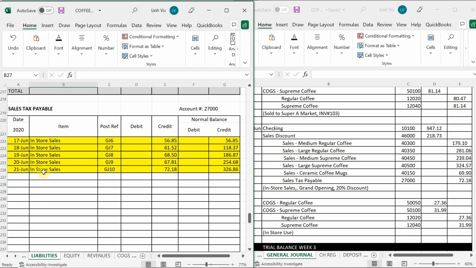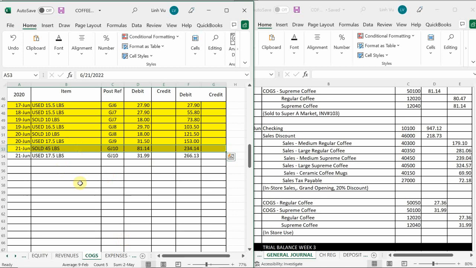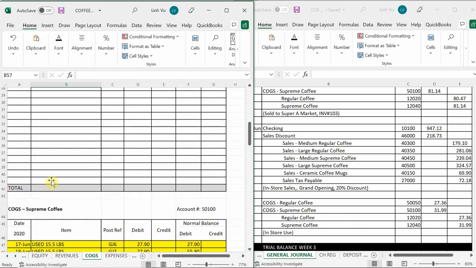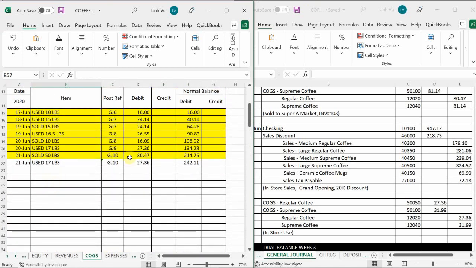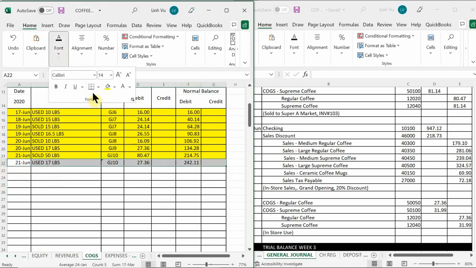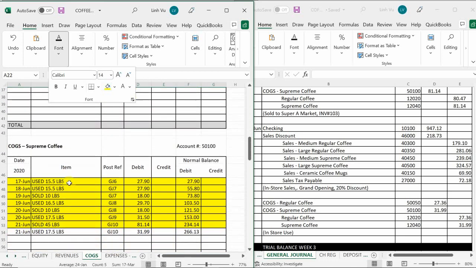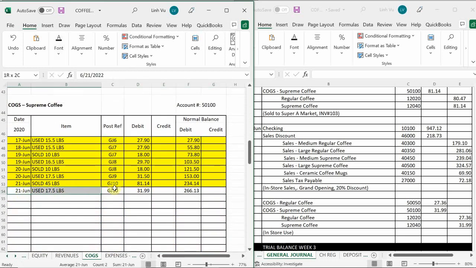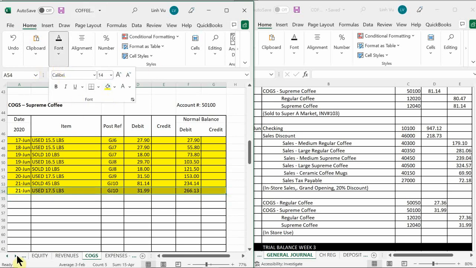There you go, for the sales tax for $72.18. That's correct. So then we got to go to our cost of goods sold because we end up selling $27.36 with $39.99. So here, regular coffee for $27.36 is correct. So here, it already shows that we did our journal completely correct. So what is up with our account balances? I guess we got to go over our account balances one more time just in case we made a typo.